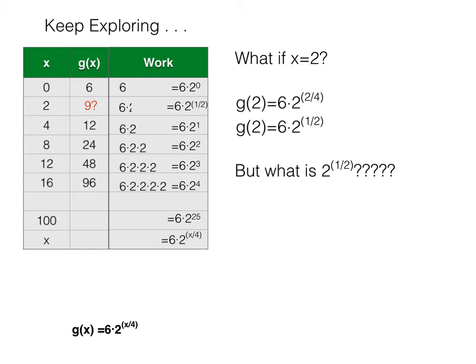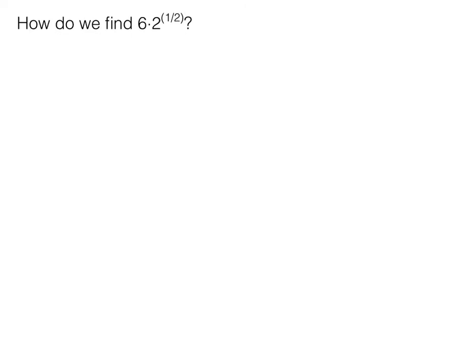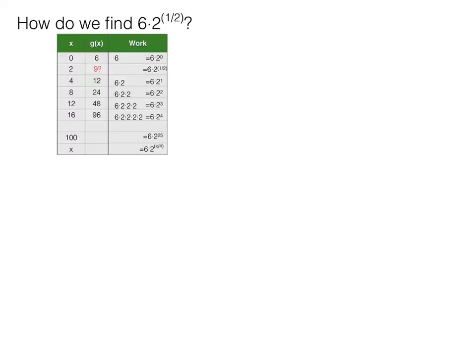Is it 6 times 2 with only writing half? Like, what is 2 to the 1/2 power? That doesn't make any sense. 2 to the 1/2 power is part of a 2? It doesn't make sense to think about it in that way. So it's really hard to think, how are we going to get this? Well, let's look at the graph. So how do we find 6 times 2 to the 1/2 power? Here's our table. I made it a little smaller to fit. And this is what's going on here.